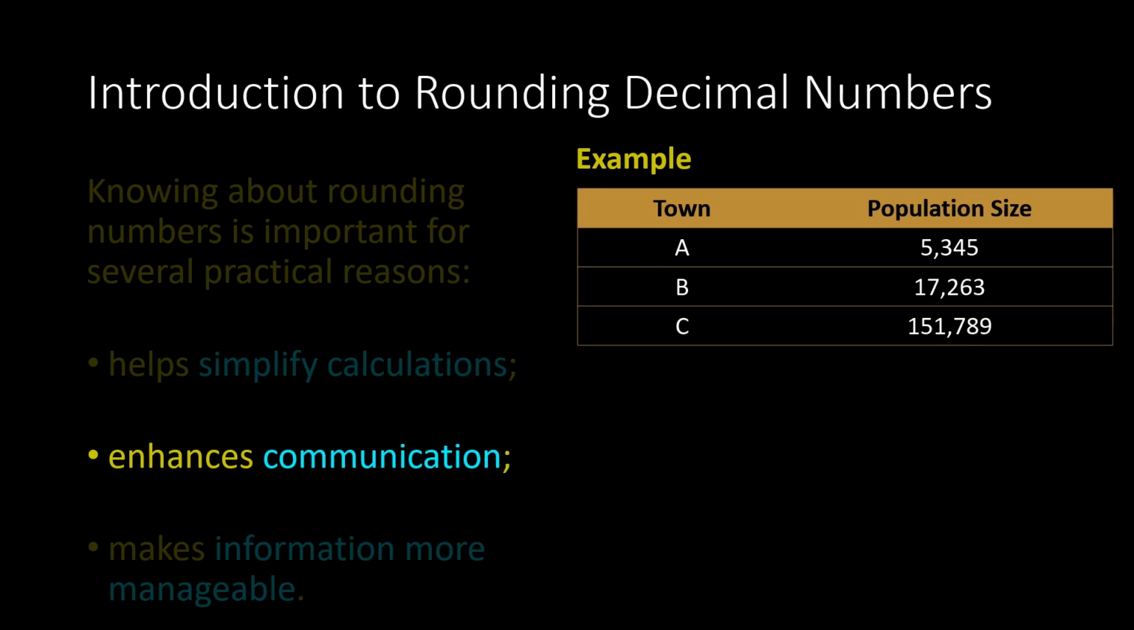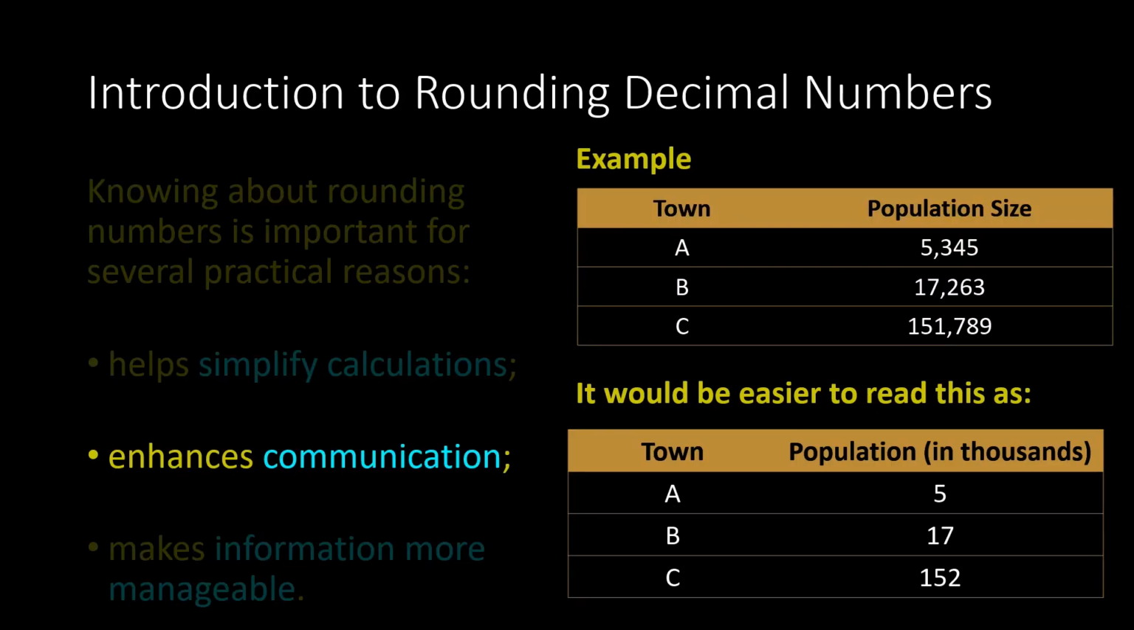It's probably going to be much easier if we read this as shown. So we have town A and then the population size in thousands, and we've now rounded to the closest thousand. So town A has a population size of approximately 5,000. Population B has a population size of approximately 17,000, and population C has a population size of approximately 152,000. And as you can see, it's now much easier to read.